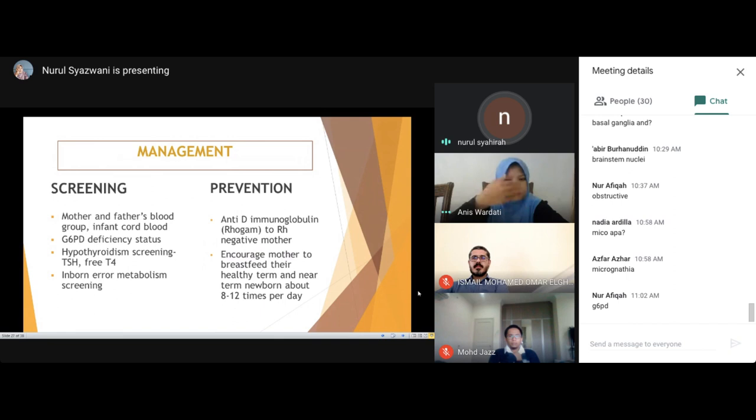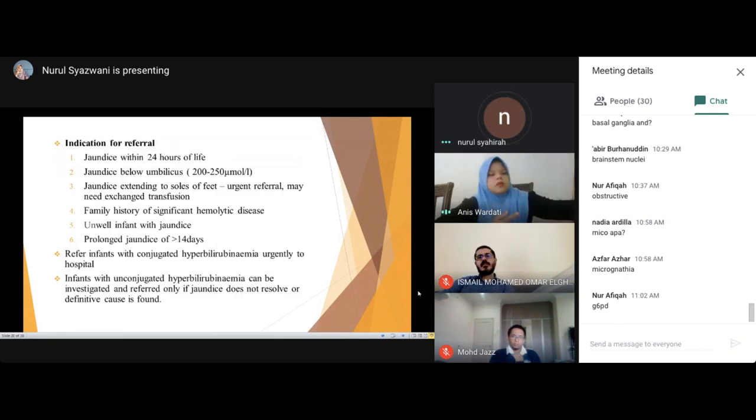And then the indications for referral to hospital. First is jaundice within 24 hours of life. Then jaundice below the umbilicus, which indicates around 200 micromol per liter. Jaundice extending to the soles of the feet, which needs urgent referral, and this baby may also need urgent treatment. And then there is a family history of significant hemolytic disease. The infant is unwell with jaundice, and also prolonged jaundice of more than 14 days.